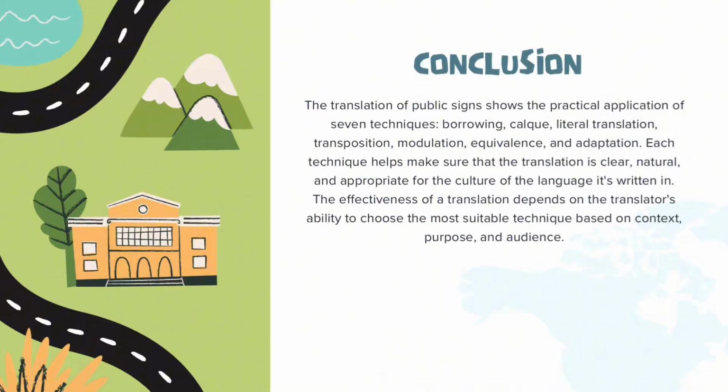The conclusion is that this translation of public signs shows the practical application of Vinay and Darbelnet's seven techniques, which are borrowing, calque, literal translation, transposition, modulation, equivalence, and adaptation. Each and every single technique helps make sure that the translation is clear, natural, and appropriate for the culture of the language it's written in.